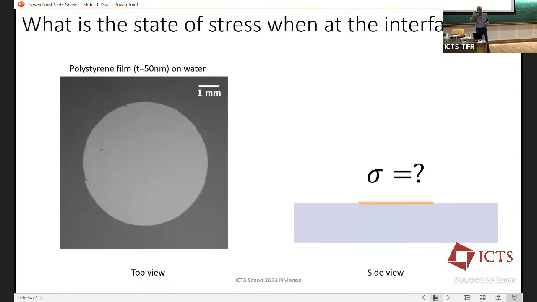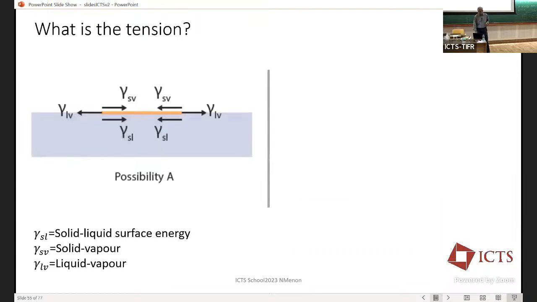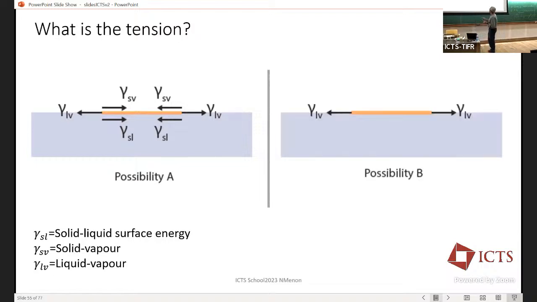Okay, so now the question is, what is the stress over here? There are 2 possibilities. We use all our familiar characters, and you could say there's gamma LV here, gamma SV here, gamma SL there, and the same thing on the other side. Maybe these are the characters. Or, I don't know, maybe it's just the stuff that's acting on the edges.